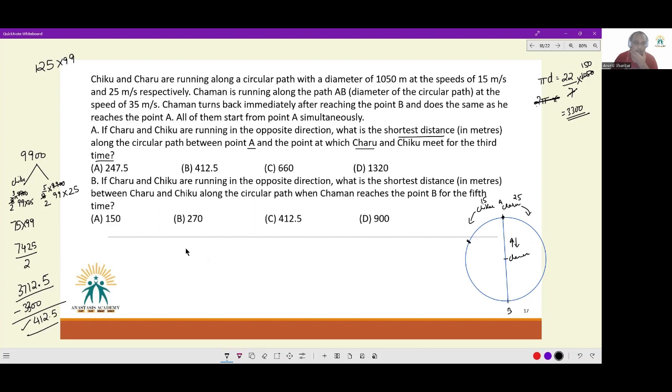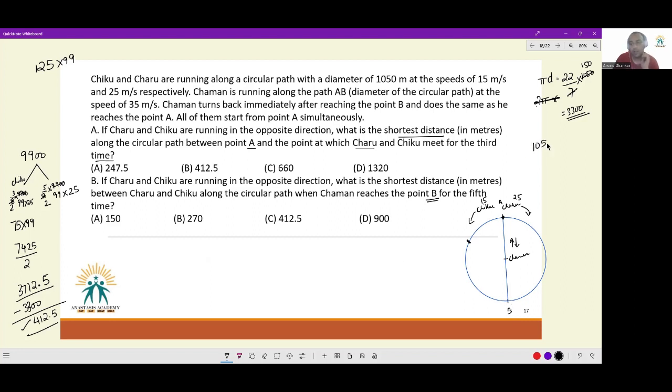Next, if Charu and Chiku are running in opposite direction, wonderful. What is the shortest distance in meters between Charu and Chiku along the circular path when Chaman reaches point B for the 5th time? Now see, Chaman starts from A, 1, 2, 3, 4, 5, 6, 7, 8, 9. When he has traveled the diameter 9 times, that is when he has reached B for the 5th time.